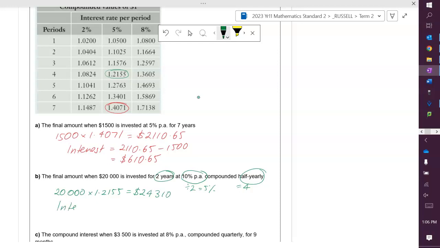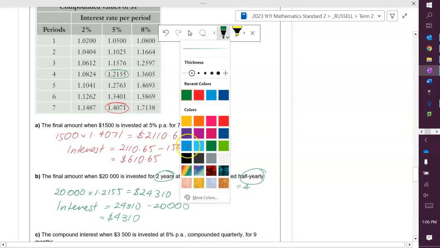to give us 24,310. So our interest is subtracting those amounts, which is $4,310. So our 2 years became every 6 months, so we got our 4, and our percent per annum had to be divided by 2 to get to our 5% because it was compounded every 6 months.